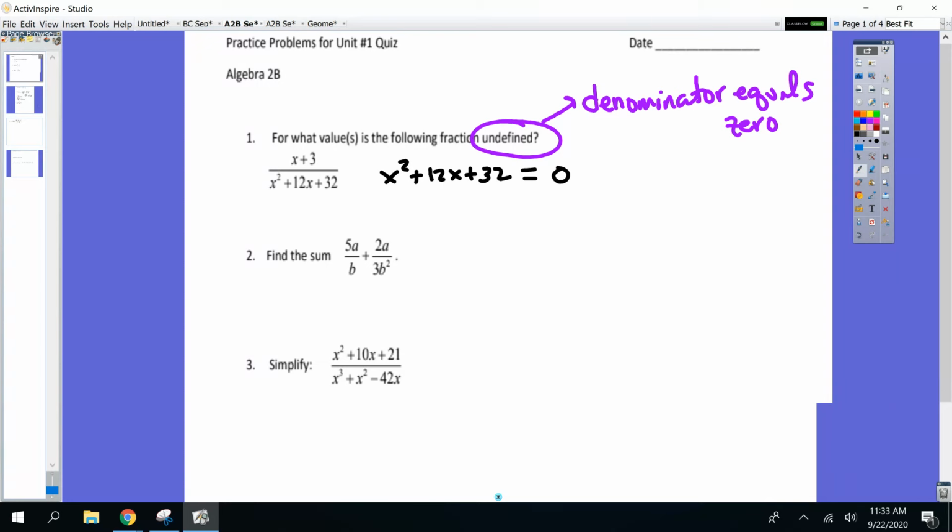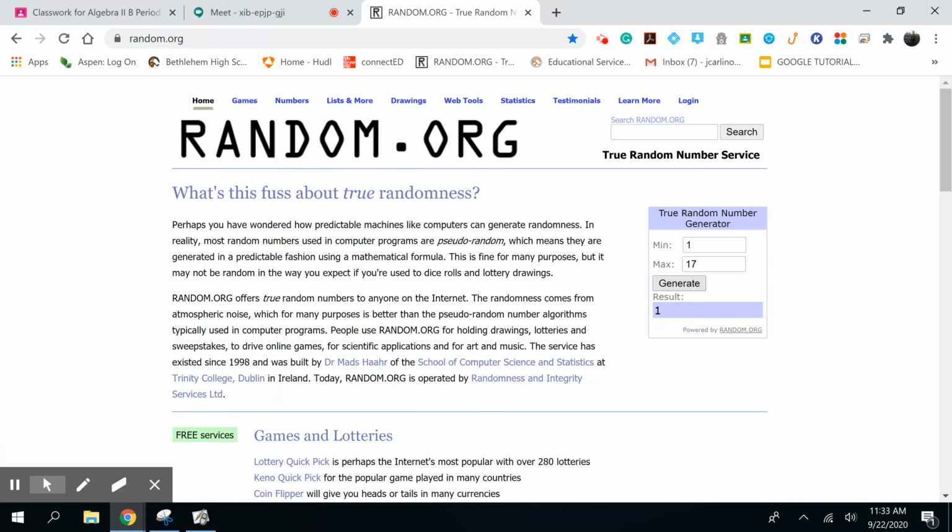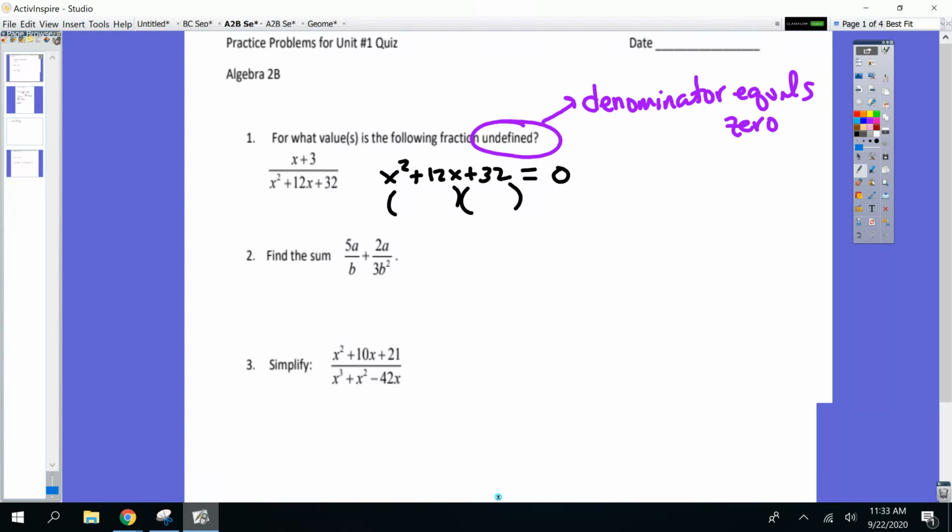Now what do I have to do to x squared plus 12x plus 32? Factor it. Yep. Factor that beast. And let me know what your numbers are here. Hello, Anna. When you're ready. You got 8 and 4? Everyone all good?